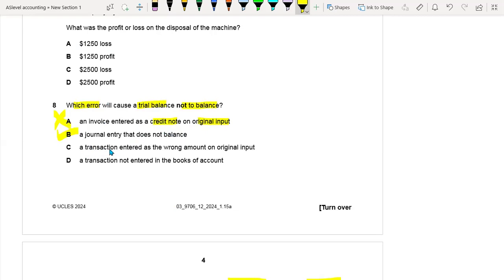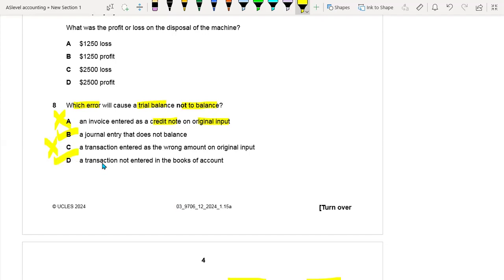But let's see the C option. A transaction entered as a wrong amount on the original amount. If both the debit and credit sides of the transaction are recorded with the same wrong amount, the trial balance will still balance. However, if only one side is entered incorrectly, this will cause a trial balance not to balance. So this is not the right option.